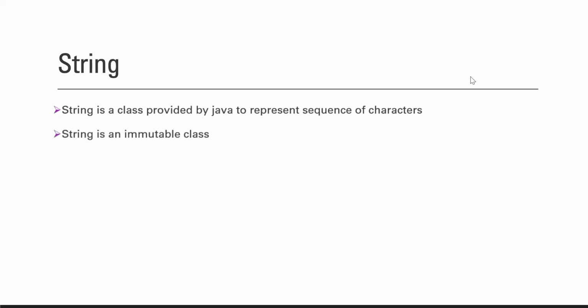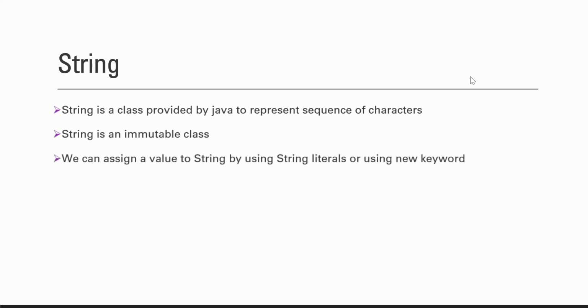Basically, string is a very important class provided by Java. It is used to represent a sequence of characters. There are two ways of defining it: either we can use string literals or we can use the new keyword. Now, string is an immutable class. What do we mean by immutable? Once we create any string, we cannot change or modify it. That's why string is an immutable class.